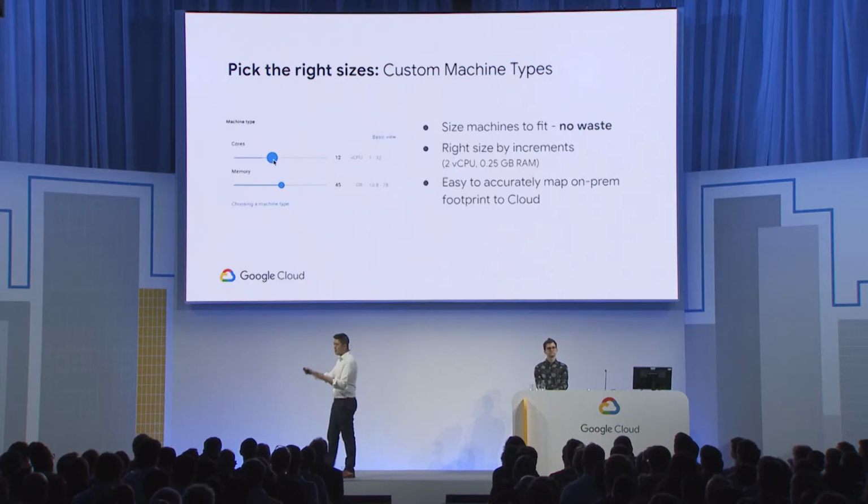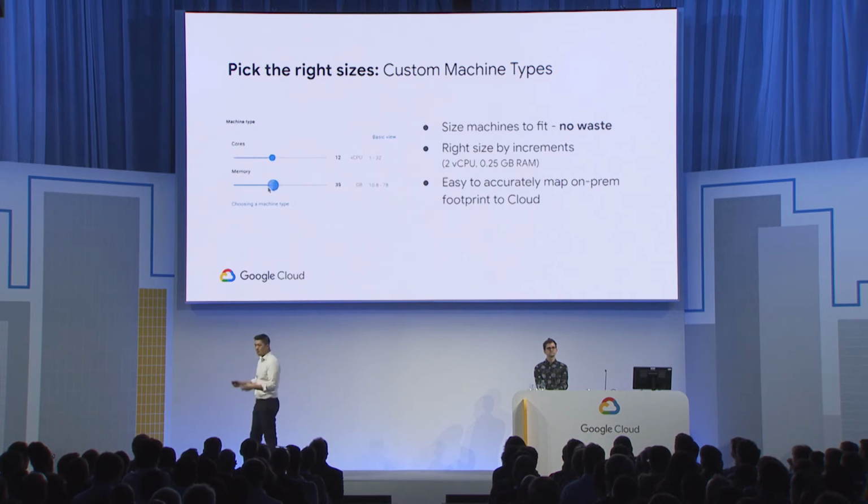You don't want to spend too much money, and you don't want to have this giant waste. And so I'll show you how we have a lot of tools to help automate that process and let you know, hey, here's where you're spending too much money. And it starts with this notion of custom machine types on our general purpose instances.